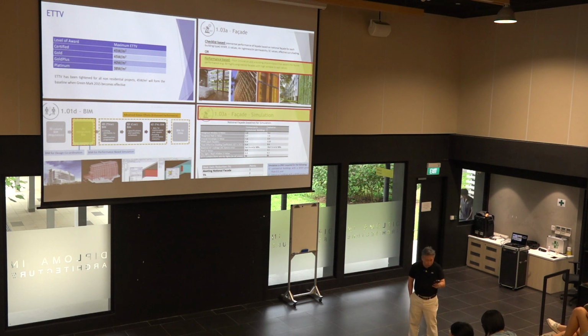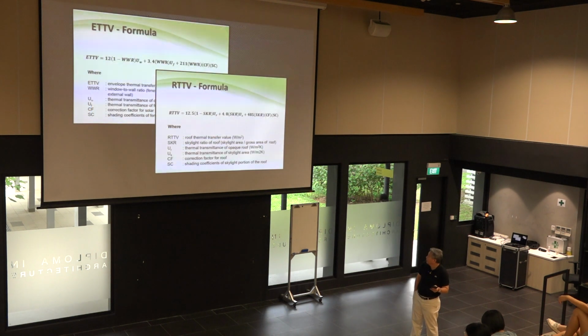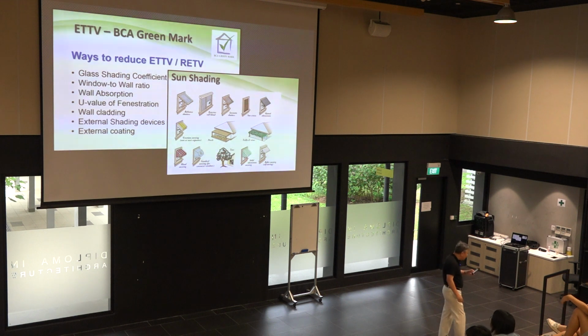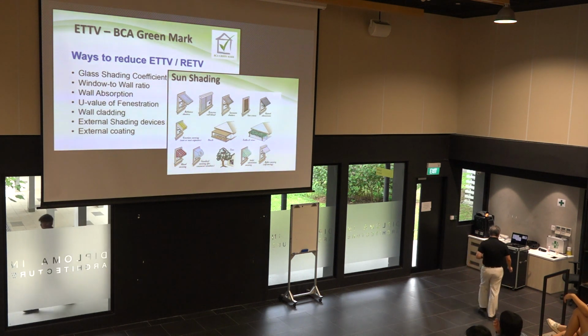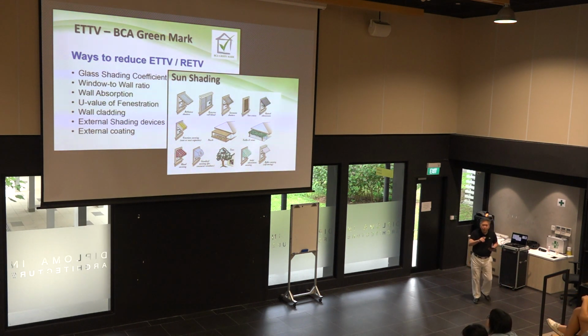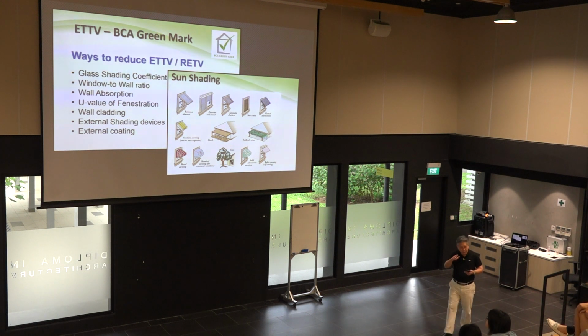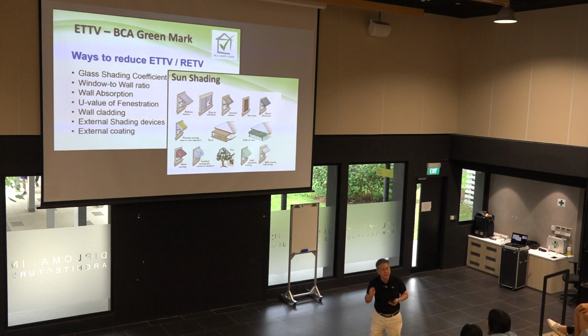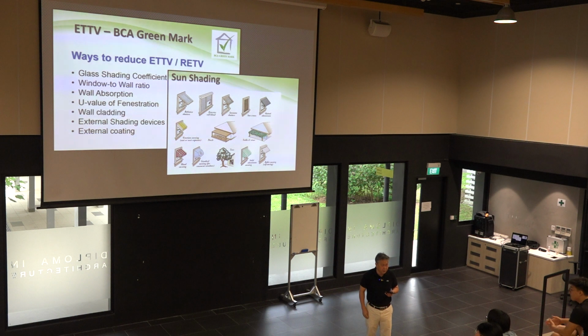So let me see. This is a formula. So why is this important? Because during your design of your building, just now Owen also mentioned that the first thing you have to do is a passive design. What does it mean? Passive design means you have to make use of shielding devices to lower down the heat conduction or convection to the building. So passive design is linked to ETTV.